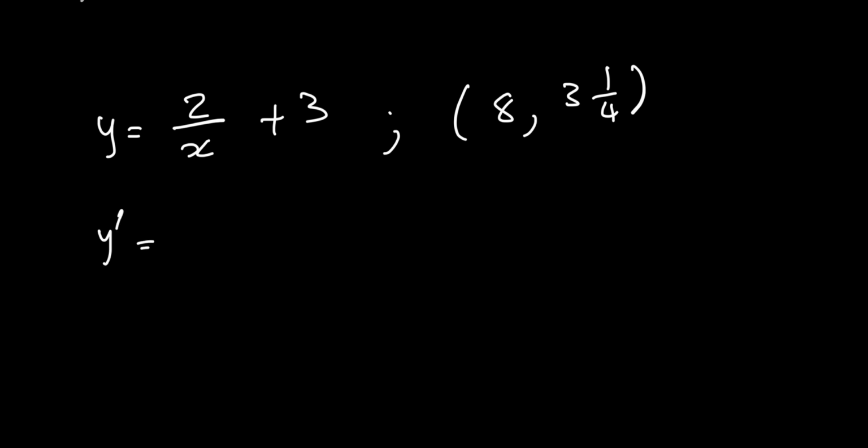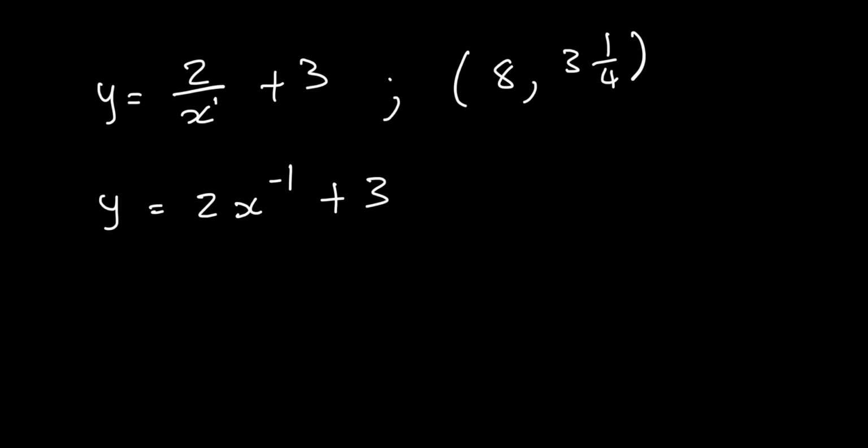But now you can't do that because your x is in the denominator. So you have to first simplify this. Just move the x from the denominator, put it at the top before you can apply your derivative. So that means you still have y equals 2, but now if you move this to the top, that's going to be x to the power of -1, and then you have plus 3. So now you can apply your derivative.